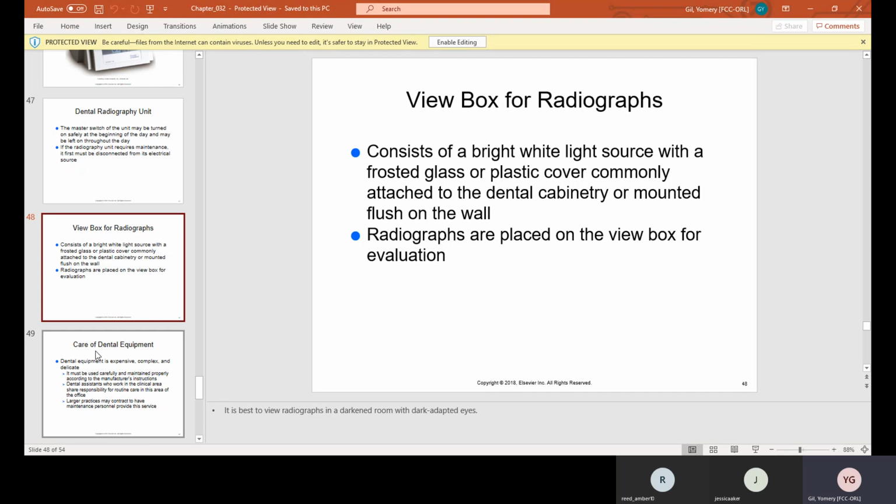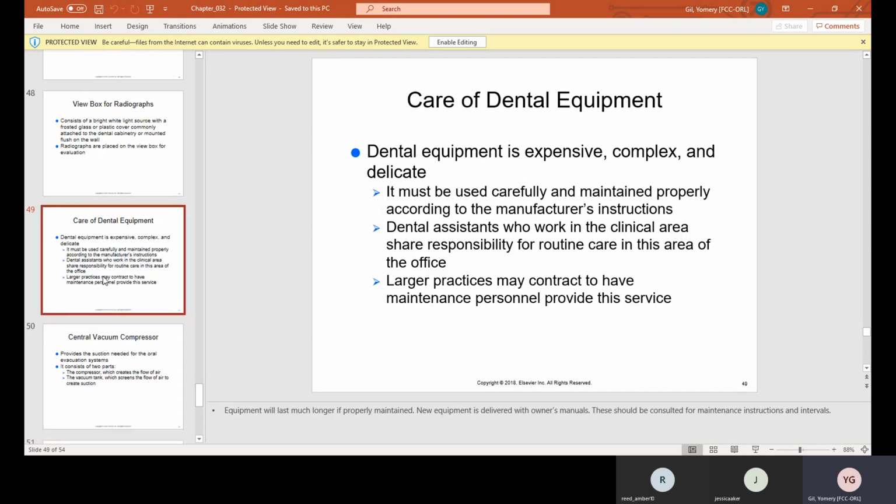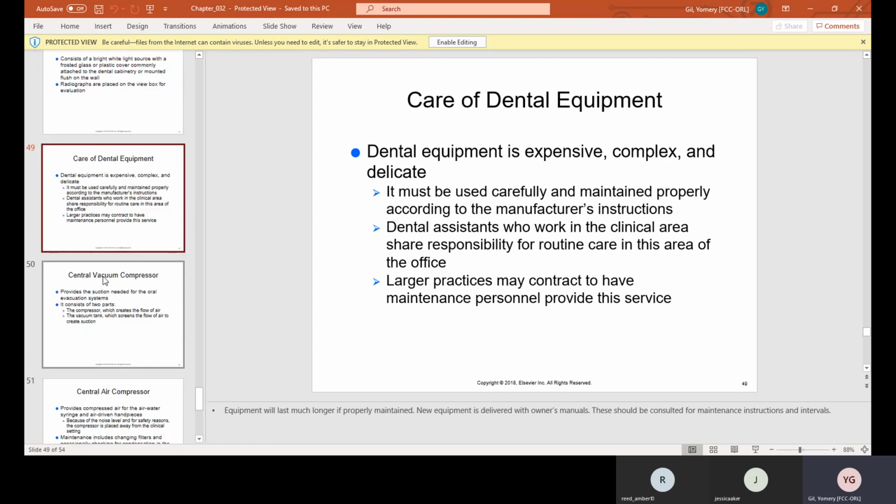Care of dental equipment. Dental equipment is expensive, complex, and delicate. It must be used carefully and maintained properly according to the manufacturer's instructions. Dental assistants who work in the clinical area share responsibility for routine care in this area of the office. Larger practices may contract to have maintenance personnel provide this service.